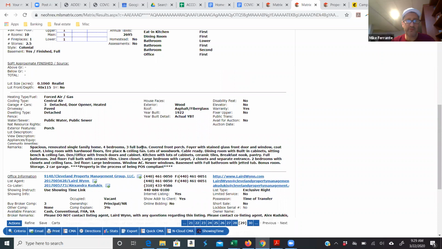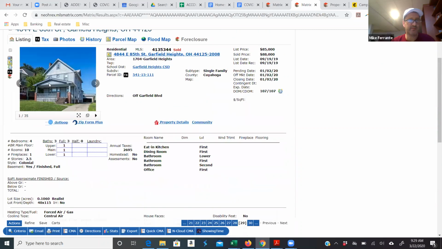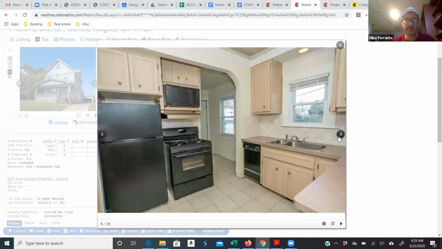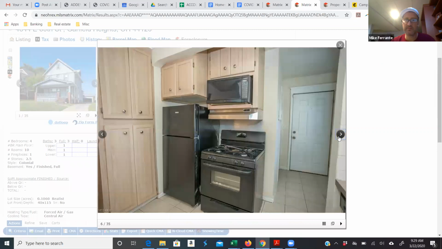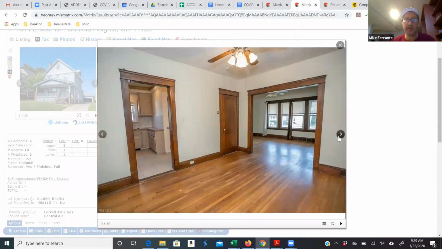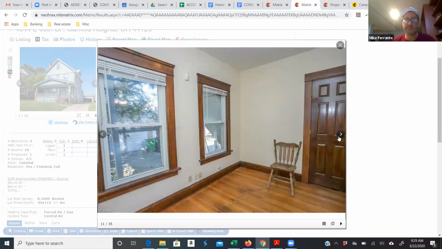Oh, this is a 4-bedroom, 3 full bath. So it doesn't say this was rented. Let's see if it was occupied. No, so I guarantee what happened here. This is a rental property that someone moved out of, and they cleaned it up and they're trying to sell it to an owner occupant. I guarantee that's what happened here.